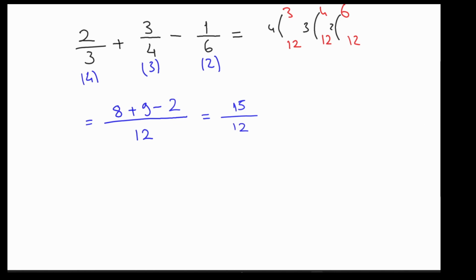Usually the teachers will ask you to simplify this because you can. And we can actually divide both of them with 3, right? 15 divided by 3 is 5, and 12 divided by 3 is 4. So we can just simplify and say 5 over 4 is the final answer.